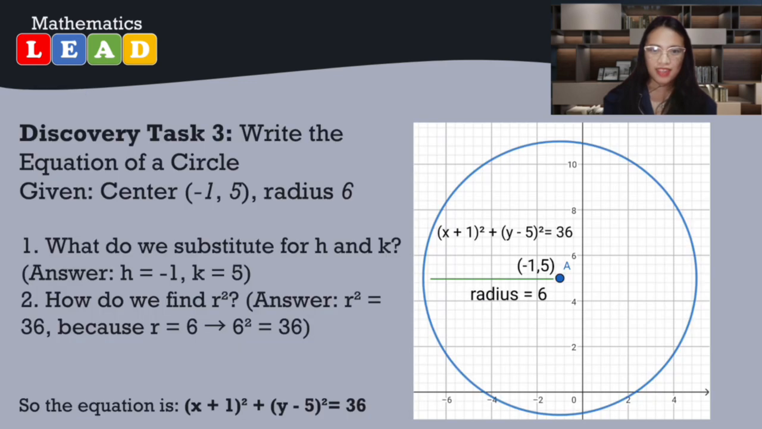Okay, our h is negative 1 and our k is 5, and r squared is 36 because our radius is 6. 6 times 6 is 36. So the equation is the quantity of x plus 1 squared plus the quantity of y minus 5 squared equals 36.